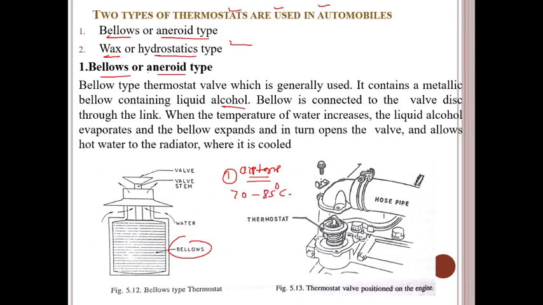A ball is attached to one end of the bellows, while the other end is attached to the frame which fits into the cooling passage. This is the diagram of this thermostat, guys. The thermostat is fitted in the coolant hose pipe at the end of the engine outlet.